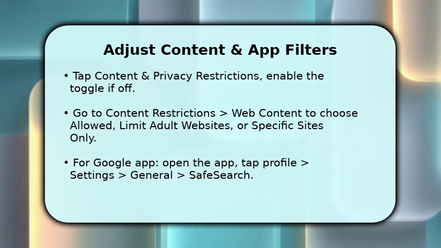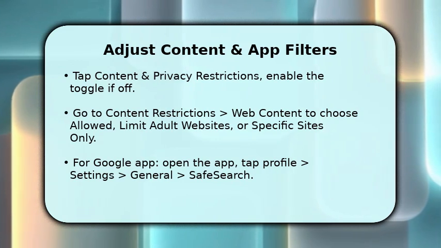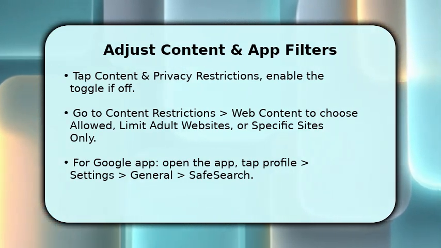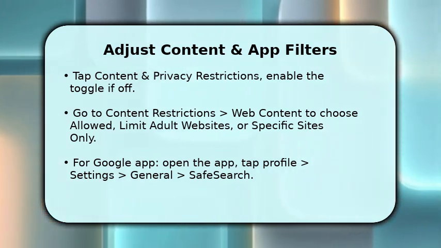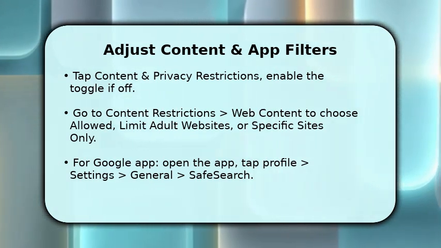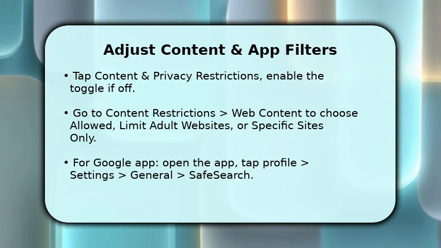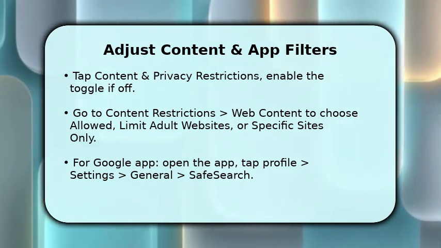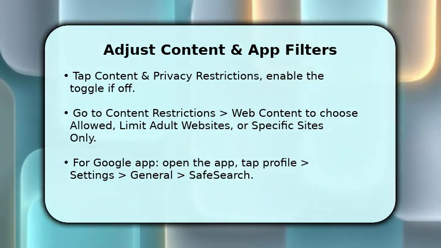Now change the actual filters. Enable Content and Privacy Restrictions, and enter the Screen Time passcode if prompted. Next, open Content Restrictions, tap Web Content and pick Allowed, limit adult websites or specific sites only. Choose Limit Adult Websites to enforce Safe Search in Safari.